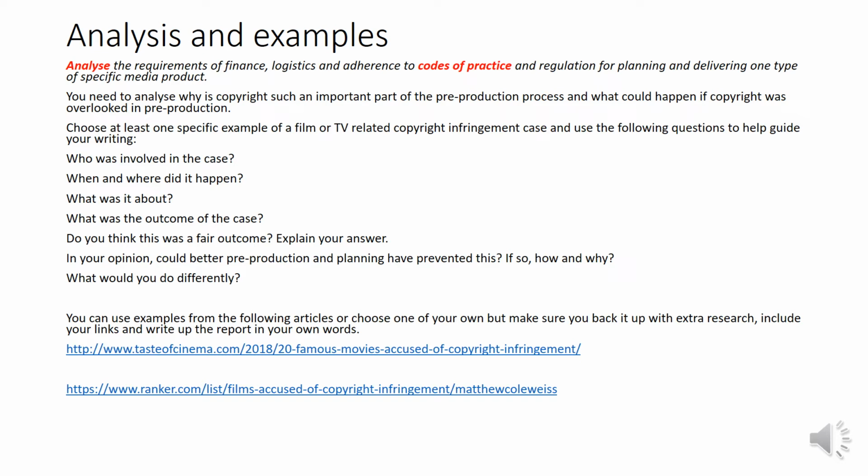But again, I need you, please, to make sure that you're not just relying on the small bit of information that's on those articles I've given you, but that once you've chosen your case, you're actually reading more widely about it.